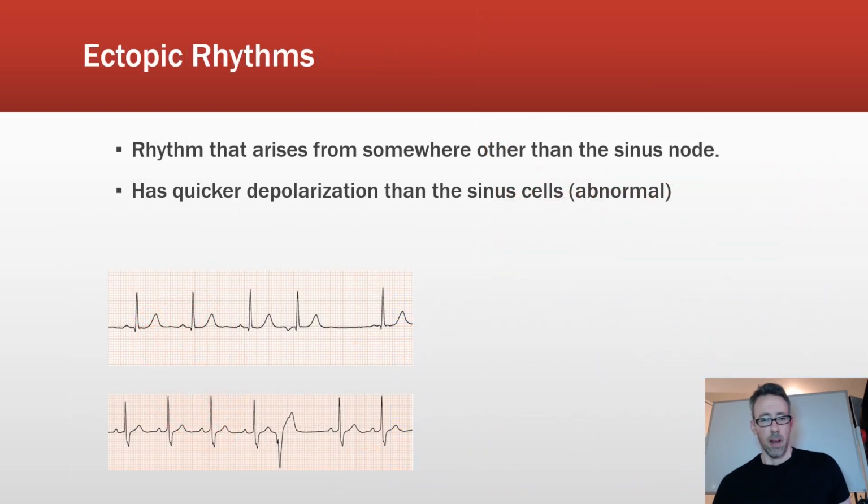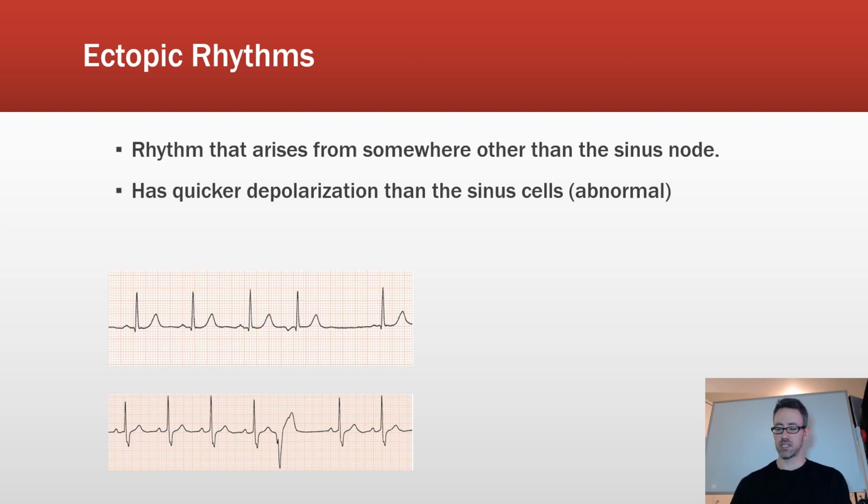Ectopic rhythms. These are rhythms that arise from somewhere other than the sinus node, as I mentioned earlier, and usually have a quicker depolarization than the sinus cells. Now, oftentimes this is abnormal because this is coming from cells that might have been ischemic or injured for some reason, like the ventricular or atrial myocytes, and outside of the normal conduction pathways. And these are different from escape beats, because escape beats come when there's a long pause when the SA node has stopped firing. Here, the ectopic rhythms tend to insert themselves at random times.